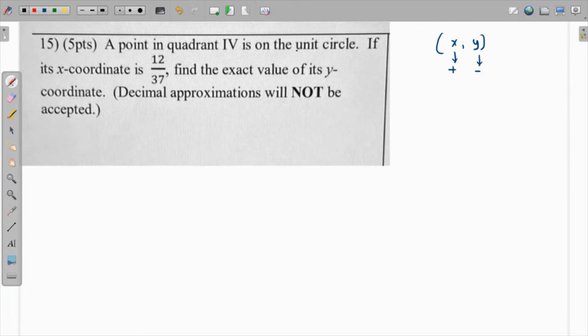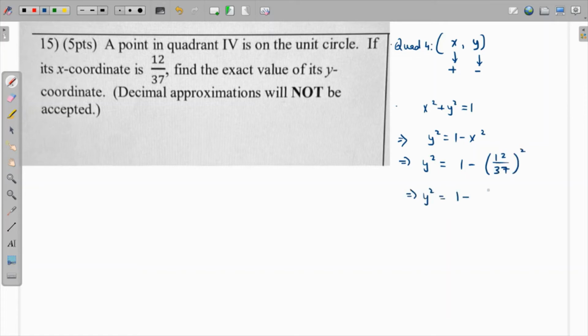Another important thing is this is on a unit circle, and on a unit circle, we know that the sum of the squares of the x and y coordinates is just 1, because that lies on a circle with radius of 1. So all we have to do is plug in. So y squared from here is 1 minus x squared, and now all we have to do is plug in x, which is 12 over 37. So it's (12 over 37) squared. That's going to be y squared equals 1 minus 144 over 37 squared.